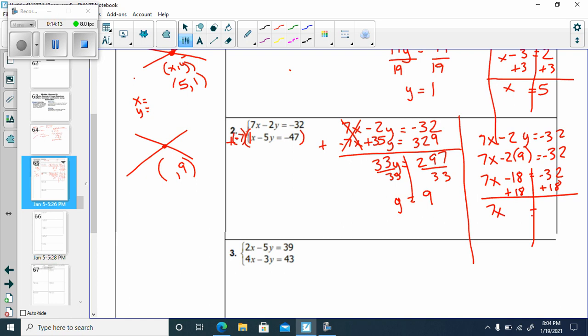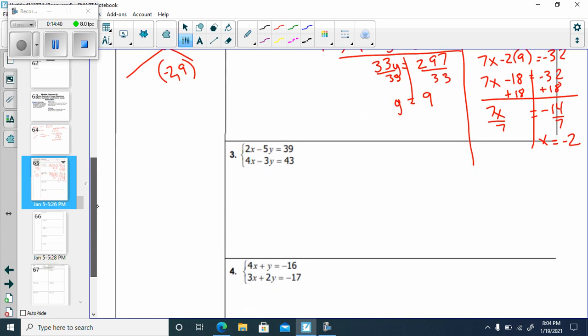7x is equal to 32, negative 32 plus 18 is negative 14. You put that in your calculator. And if I divide both sides by 7, x would give me negative 2. My coordinates are negative 2, 9. That's where these two lines intersect, okay?